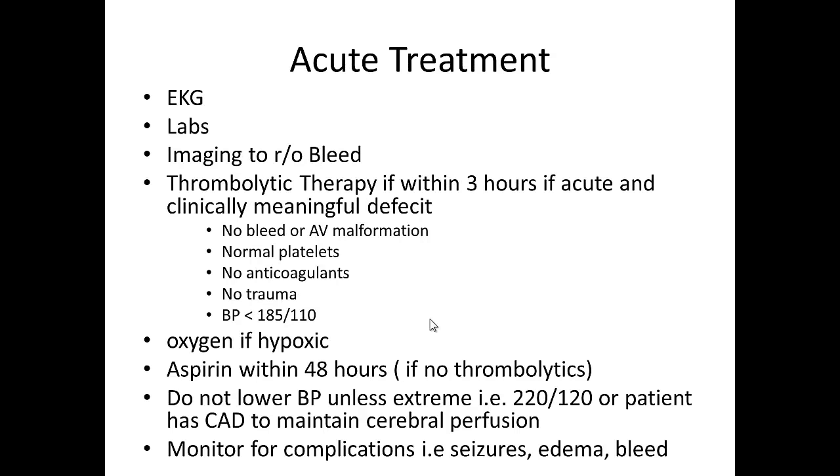So in the acute treatment, when somebody is coming in with symptoms of a stroke, we might want to consider thrombolytic therapy. And this must be started within 3 hours, and as long as they have no other problems. We want to give them oxygen, especially if their PaO2 is low. Now, if their blood pressure is extreme, then we will lower it. If it's not extreme, we're going to try to maintain cerebral perfusion.